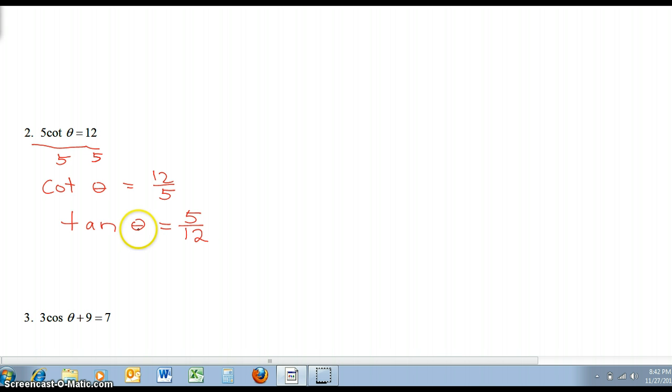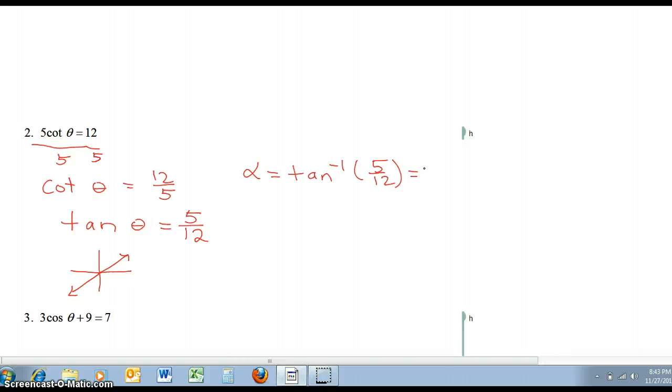And so now, since it's the angle that I'm trying to find, I have to realize that since the tangent is positive, it could be in the first quadrant or the third quadrant. So I'm going to do the inverse. To find my alpha, I'm going to do the inverse tangent of 5/12 and plug that in my calculator. The inverse tangent of 5/12, and I get the answer to be 23 degrees.